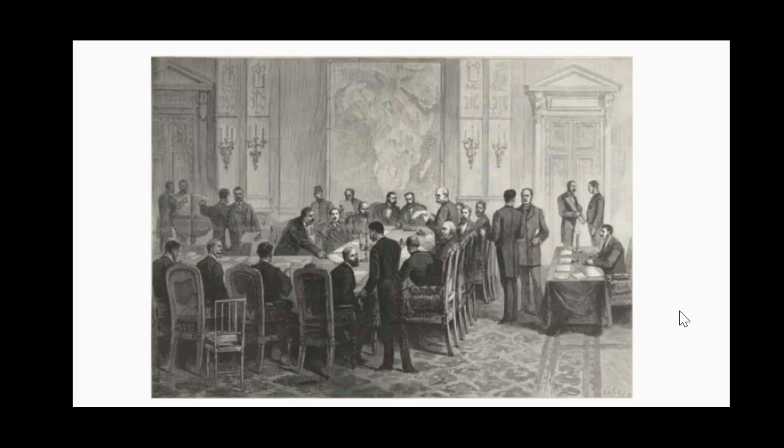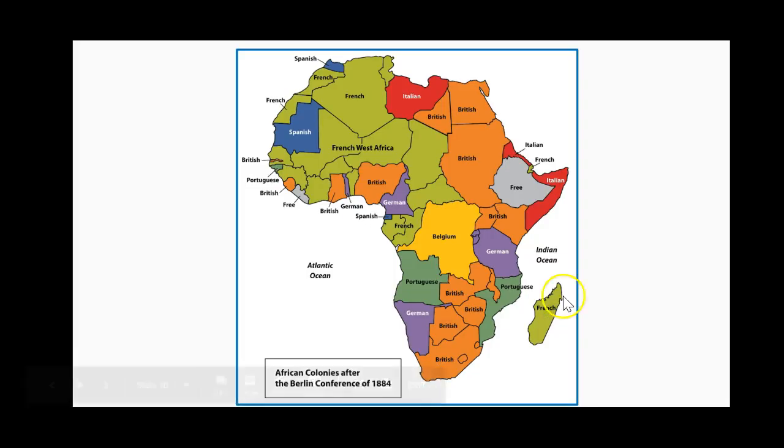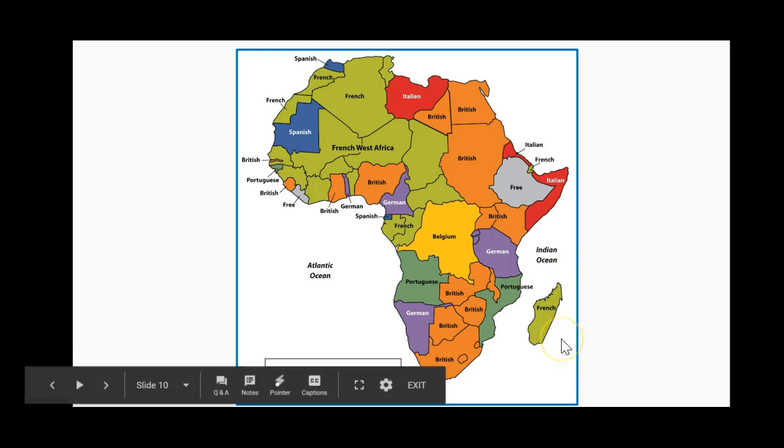This one's a little bit better with the same idea that it's a big ballroom, big kind of conference room, probably in some very old palace in Berlin, and a map of Africa. Okay, so at the bottom of this, it shows you who took what parts.